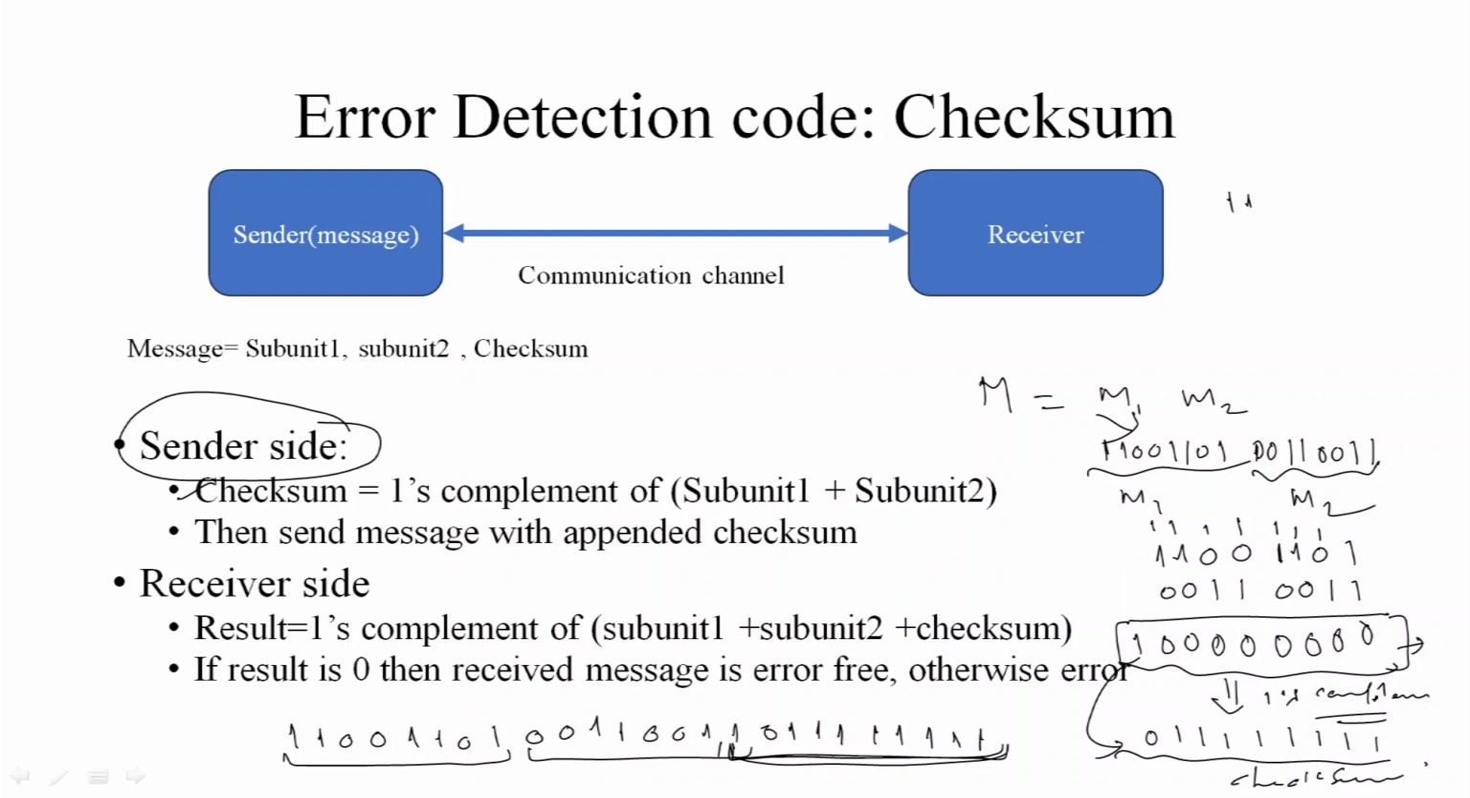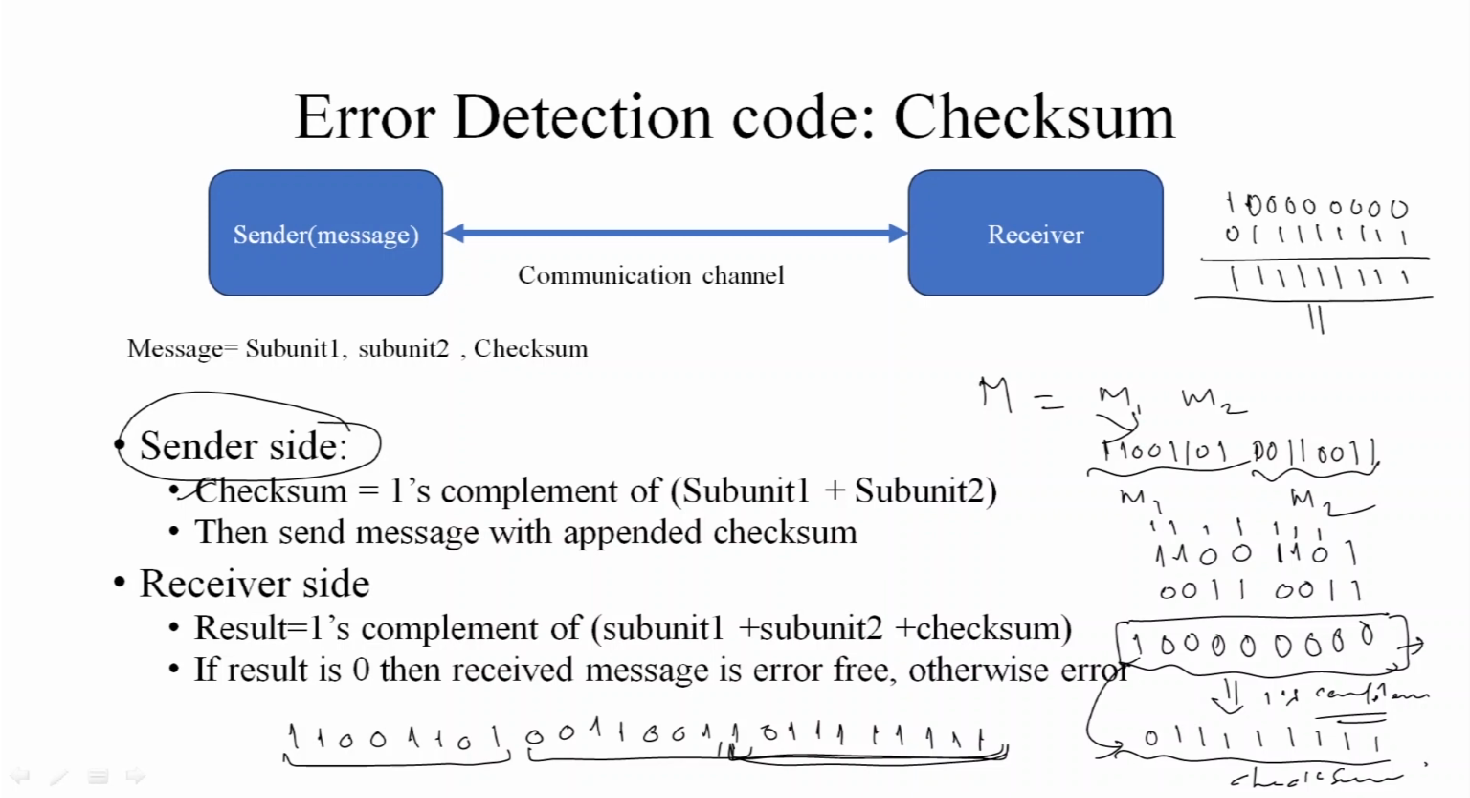On the receiver side, the receiver adds both subunits, the first subunit of the message and the second subunit. The first plus the second is 1 0 0 0 0 0 0 0 0. And here the value of the checksum is 0 1 1 1 1 1 1 1 1. The receiver sums both, and the sum is 1 1 1 1 1 1 1 1 1, which means all the bits are 1.